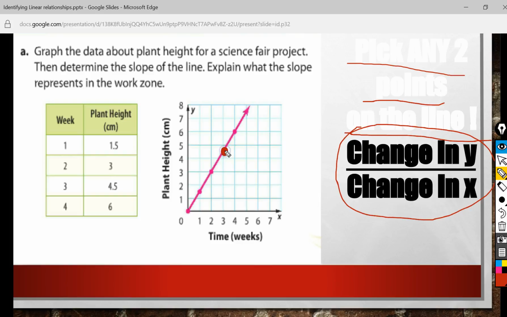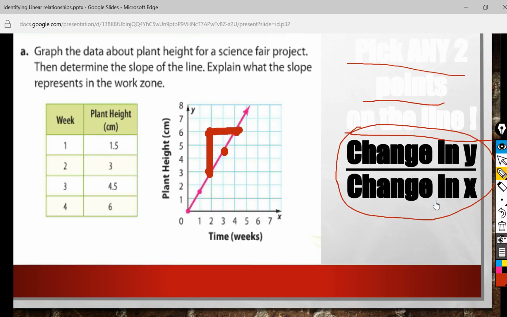I wouldn't pick that one because it doesn't neatly intersect an x coordinate and a y coordinate. I would pick this one and this one. That one looks nice and neat, and it'll give us a whole number, not a fractional number. So I'm going to go straight up from this point to calculate my rise, then go horizontally to calculate my run.